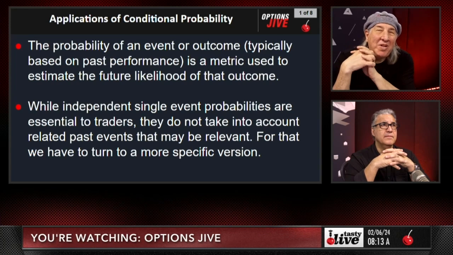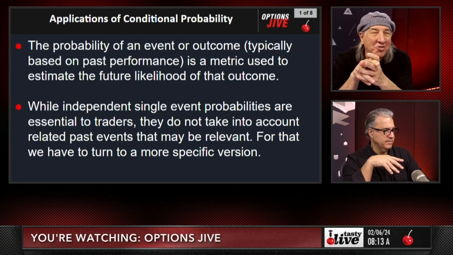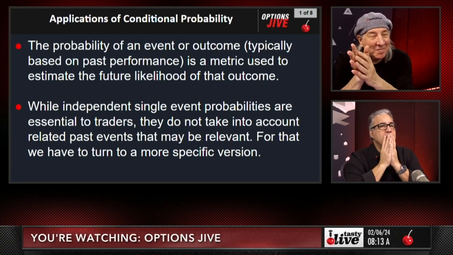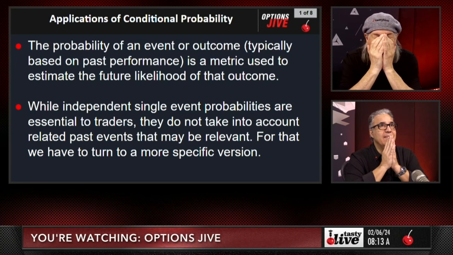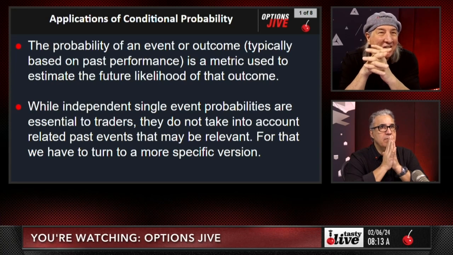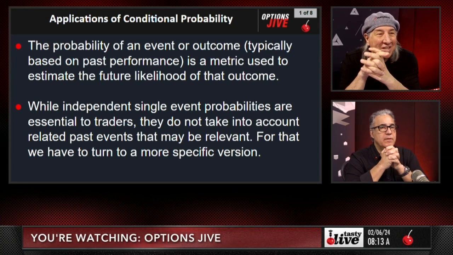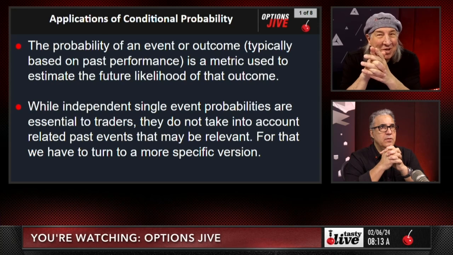So the probability of an event or an outcome, typically based on past performance, is a metric used to estimate the future likelihood of that outcome. It's taking me back to a horrible statistics class I took in college. While independent single event probabilities are essential to traders, they do not take into account related past events that may be relevant. See, in trading, there is some relevance to that. I'm going to explain this in a second. For that, we have to turn to a more specific version.